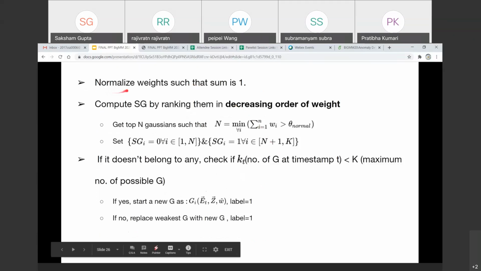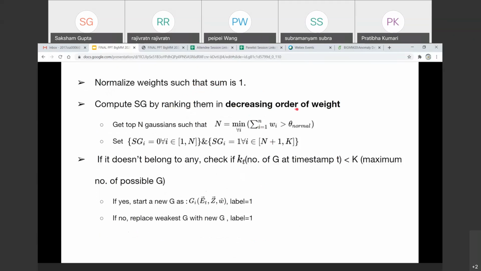We normalize the weights such that the sum is 1, and then we rank the Gaussians in decreasing order of their weight. We take the top n Gaussians such that their sum of weights becomes greater than theta normal. This is a threshold on normality; suppose it is 0.9, it means 90% of the population is normal for that targeted scenario. We label those top n Gaussians as normal, and the rest of the Gaussians are labeled as abnormal. This way we can label the sample which is matched to any Gaussian.